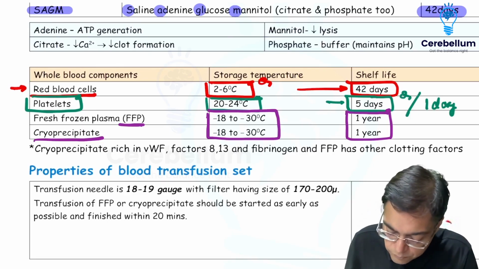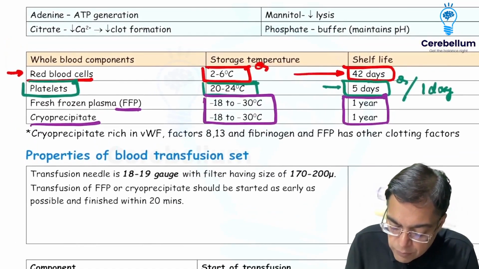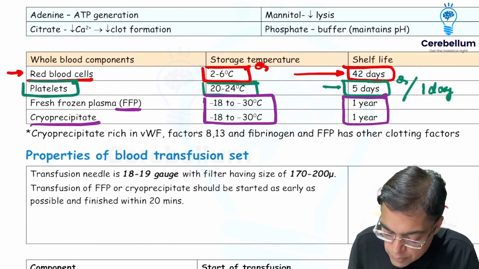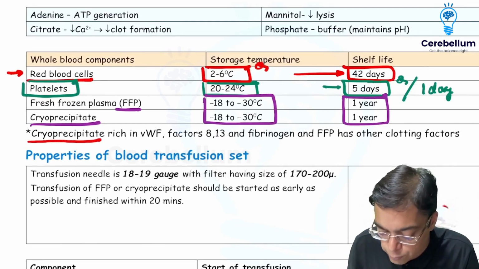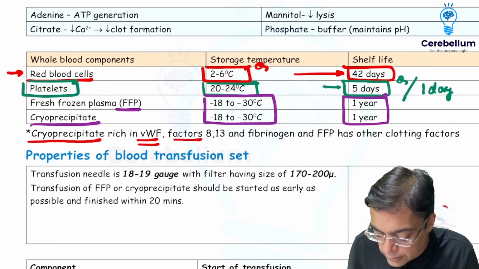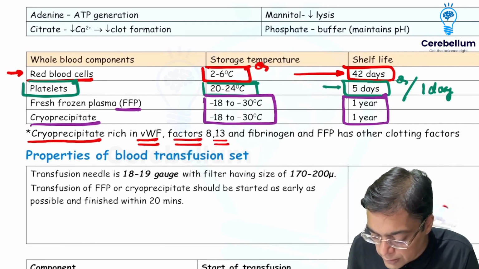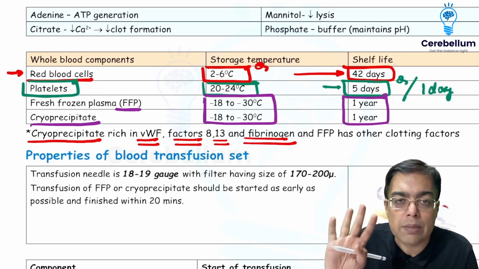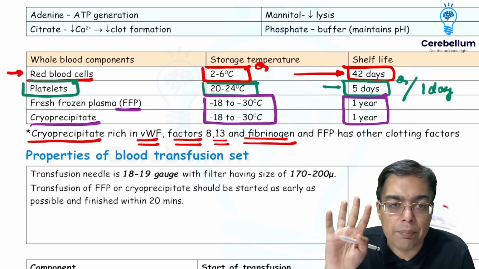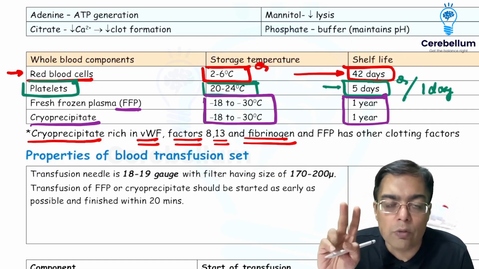Whenever we are talking about the differentiation between cryoprecipitate and fresh frozen plasma, please remember cryoprecipitate is rich in 4 factors. What are these 4 factors? Von Willebrand factor, factor 8, factor 13 and fibrinogen. So 4 factors are present in the cryoprecipitate, that is, I repeat, factor 1, factor 8, von Willebrand factor and factor 13.